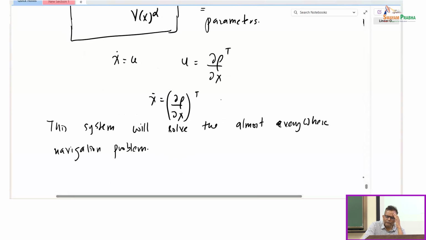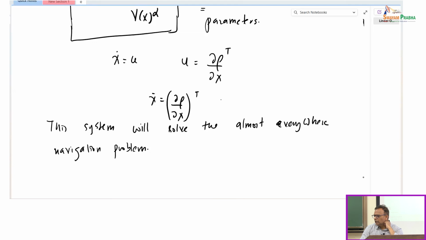This system will solve almost every navigation problem, because it will take almost all initial conditions in the small neighborhood of the initial state x0 to the target set xt. It guarantees this in an almost everywhere sense. So there may be one or two trajectories which could go through the unsafe set, but almost all initial conditions can be navigated to the target set.